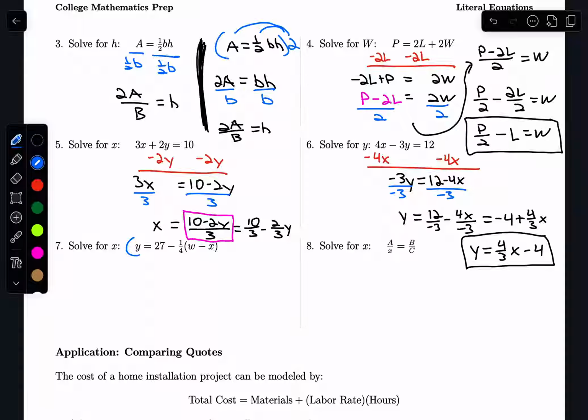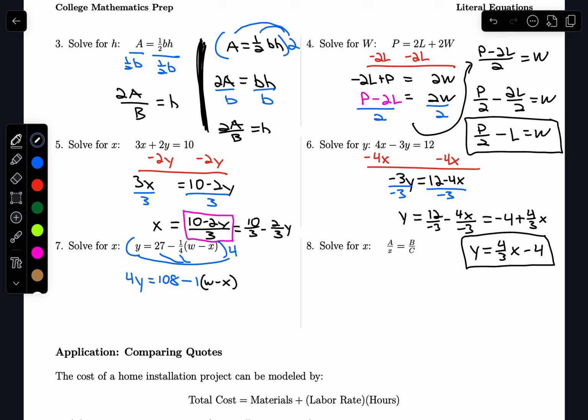So I'm going to multiply the entire equation by the multiplicative inverse of 1/4, which is just 4, or 4 over 1. And when I do that, this 4 is going to distribute to the y, to the 27, and to the 1/4. Notice it doesn't go to the w minus x, because 1/4 times w minus x is all one term. Okay, when I do this, I get 4y equals 27 times 4, which is 108. And then minus 1/4 times 4 is just 1. So I can write a -1 there, but I technically don't need that 1. And then I still have w minus x that was unaffected.